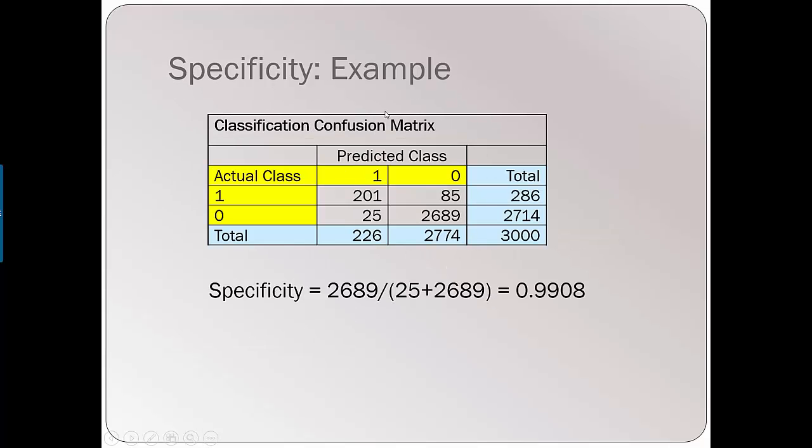Same example. Now 2689 is the correctly predicted non-event out of all the non-events, 2714. In medical terms, if the patient is free of the disease, so it is a non-event, what is the probability that you're able to detect that? What is the probability that you will be able to diagnose it as a non-event?